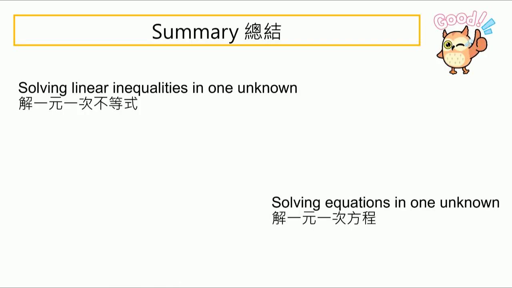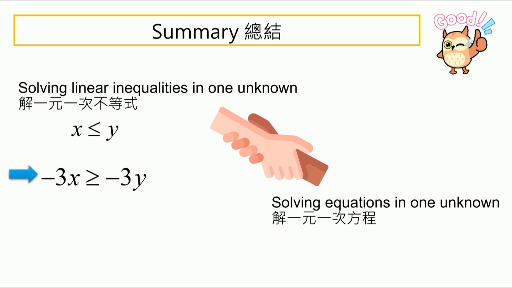Let's summarize the content of this video. Solving linear inequalities in one unknown is similar to solving regular equations. The method is mostly similar. The only difference is that in solving inequalities, when we multiply both sides with a negative number, or when we divide by a negative number, then the relations will be reversed. So the arrows are reversed. We have to pay more attention to this.